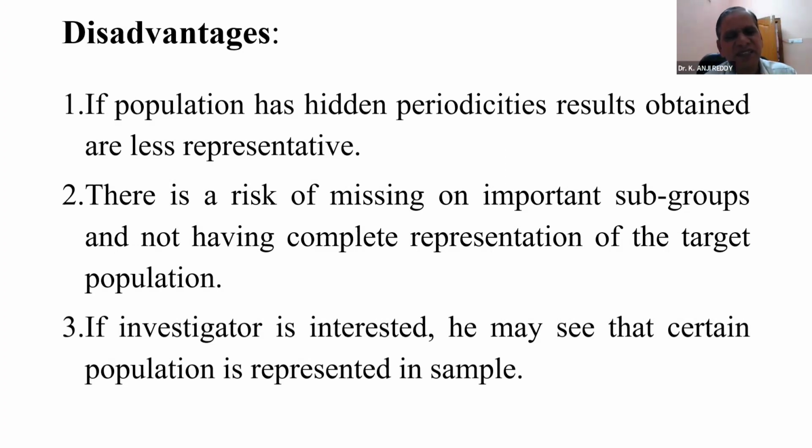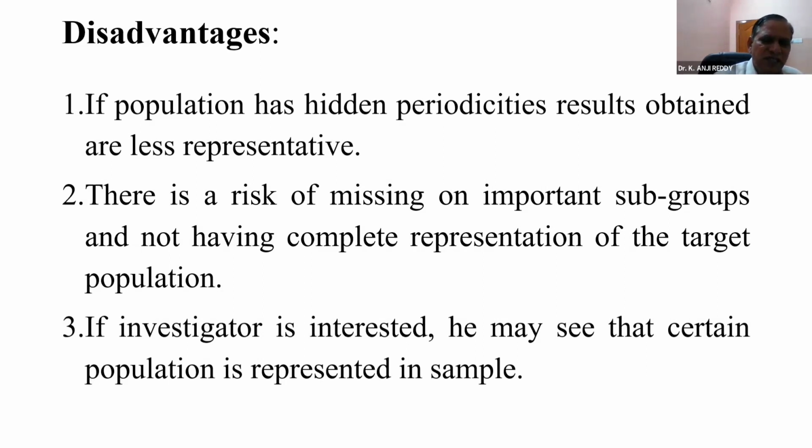The second disadvantage is, sometimes there is a risk of missing important subgroups. They may not be represented in this. Because we have made very systematic sampling or cycling, whatever subgroup that we are looking for or that we want may go in between that cycle. So that population or that sample we may not select. So that risk is there in this systematic random sampling.